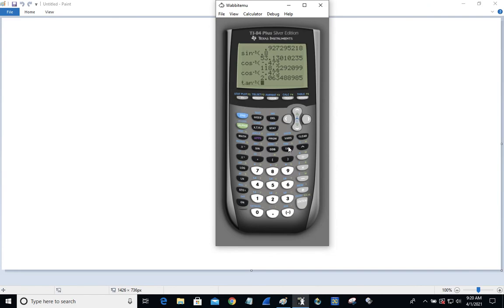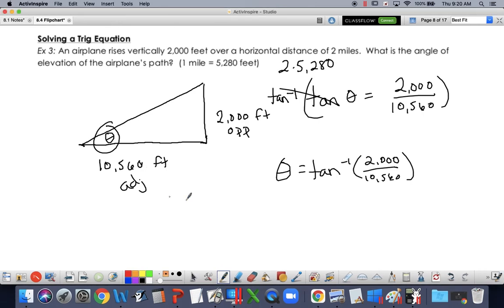So I go second tangent, 2,000, make sure you're in degree mode, divided by 10,560. And I get about 10.7 degrees. 10.7 degrees. So that is our answer right there. Let's look at our next question.